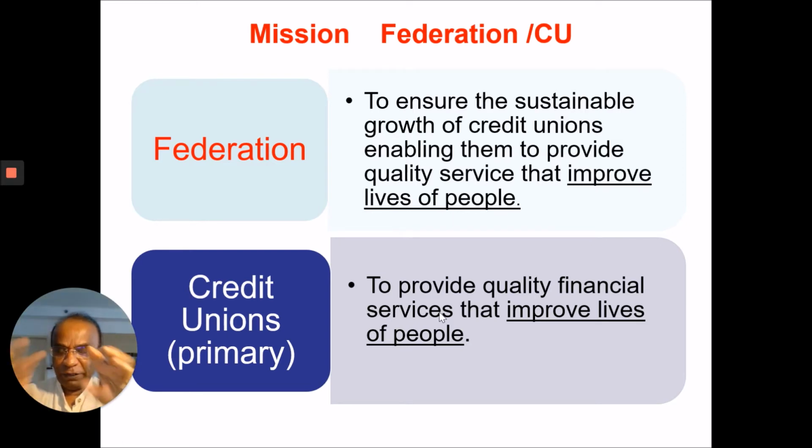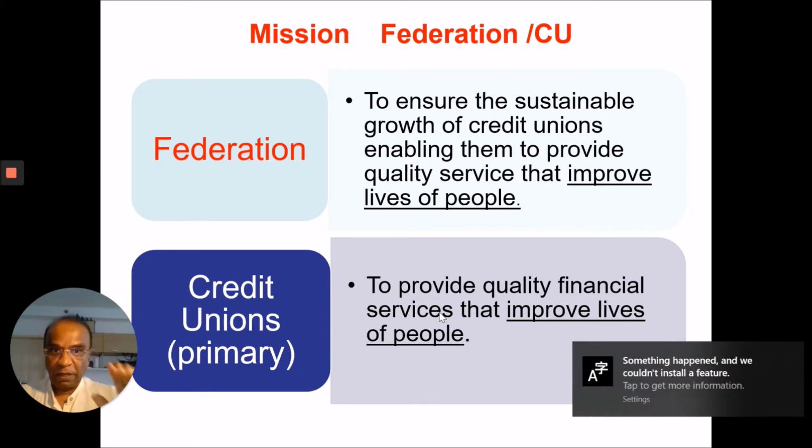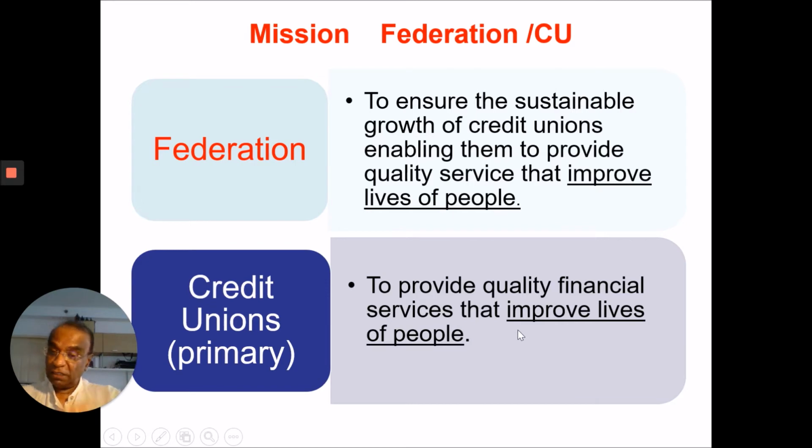I think this is a very, very important element. A national federation, or in a three-tier system the secondary level, has a responsibility. It cannot be just a training arm or just an association or affiliation. They have a main responsibility to ensure their primary member societies are providing quality services, which lead to improving people's lives. I can go later to measuring whether your cooperative society is providing quality financial services.